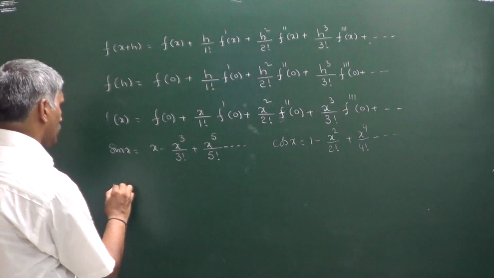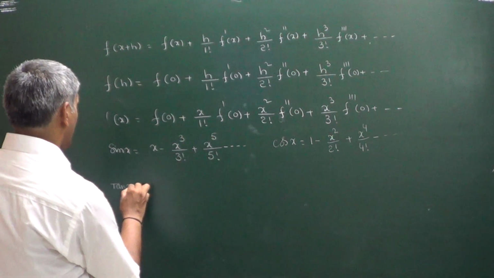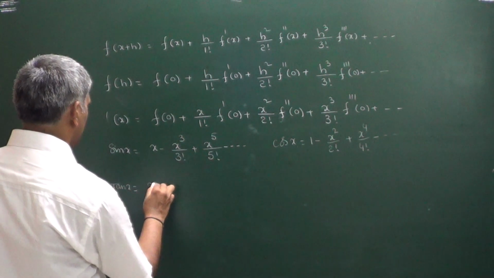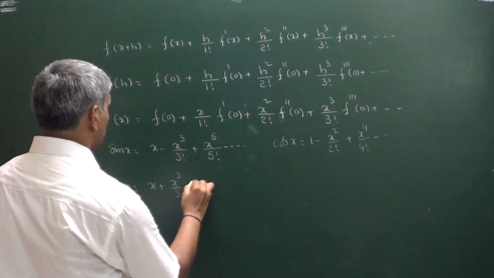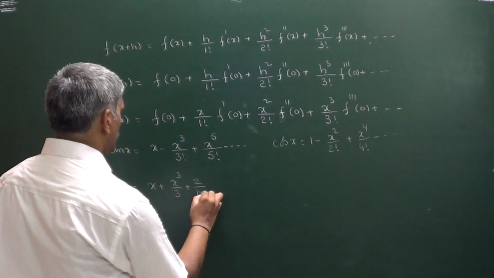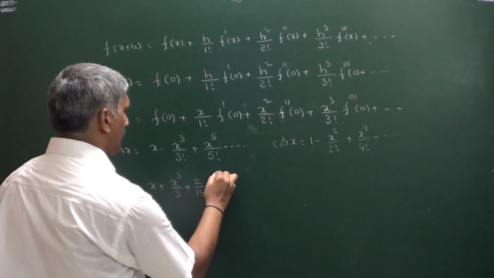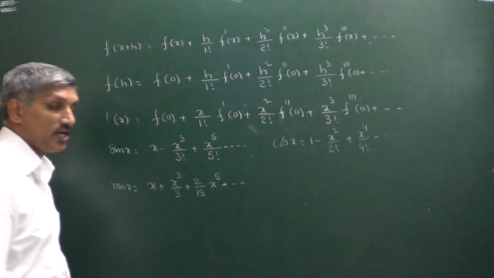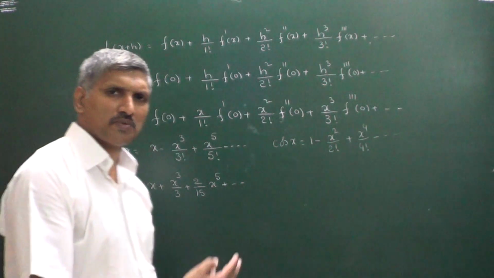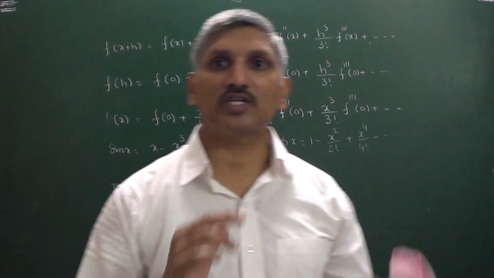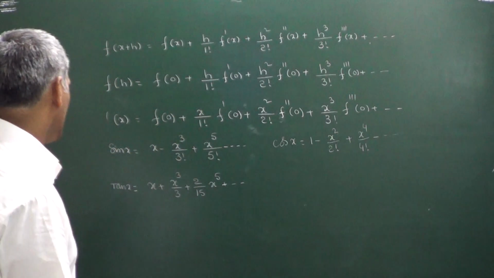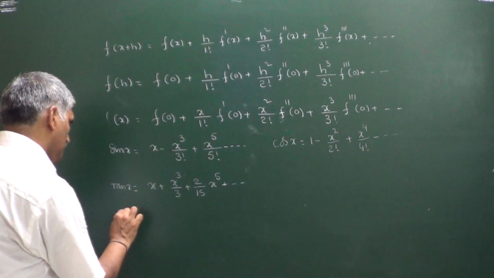At the same time, what is the expansion of tan x? Tan x expansion is x plus x cube divided by 3 plus 2 by 15 into x to the power of 5 plus and so on. That is the expansion of tan x. In a similar way, we have sin inverse x expansion, cos inverse x expansion, tan inverse x expansion also. At the same time, we can remember these particular results.